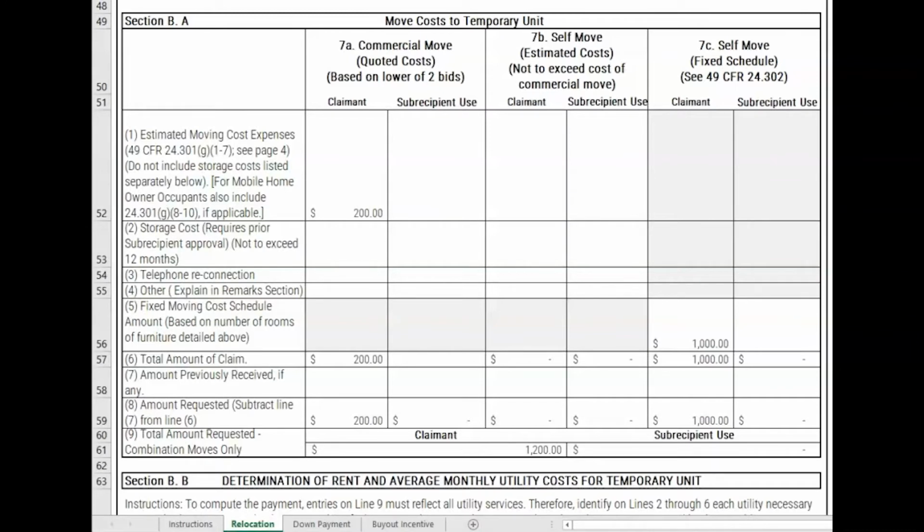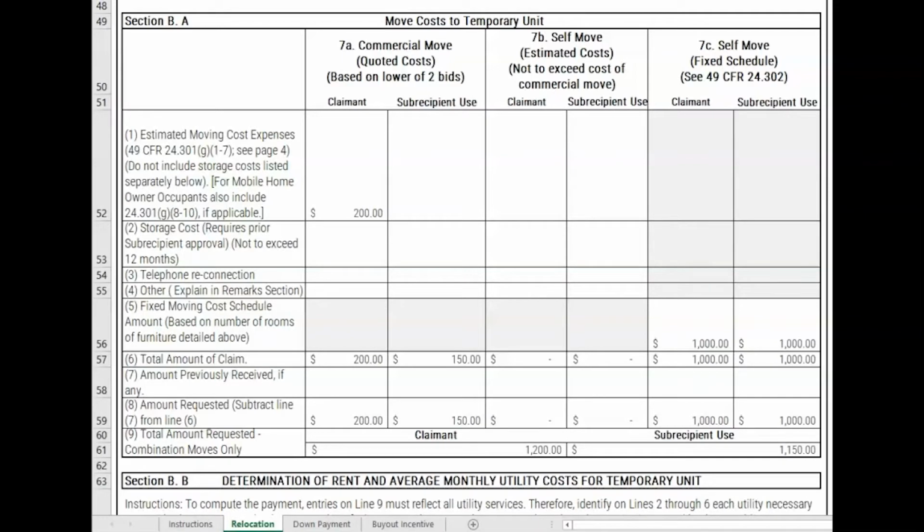For example, commercial move, self-move, or fixed schedule. As you can see in the example, the subrecipient found that only $150 are eligible for the commercial move because the lower of the two bids was only $150. Therefore, they input $150 in the subrecipient use column.